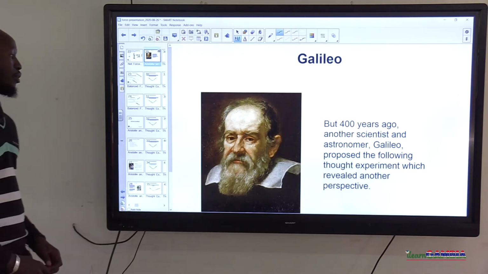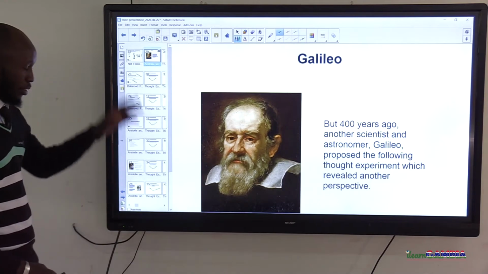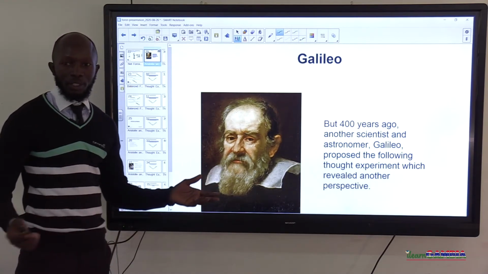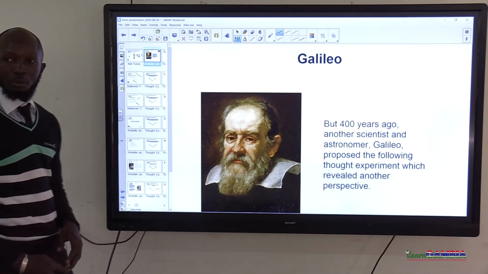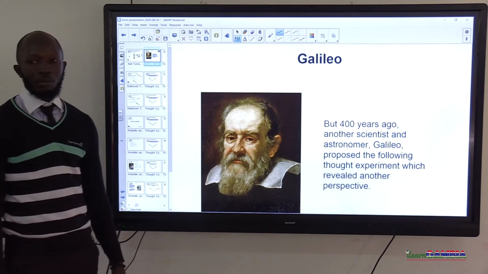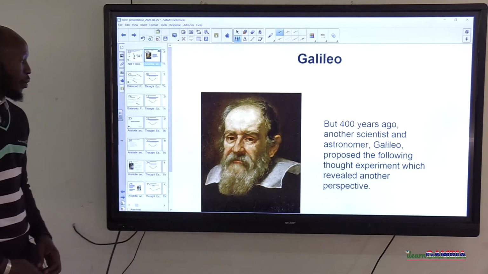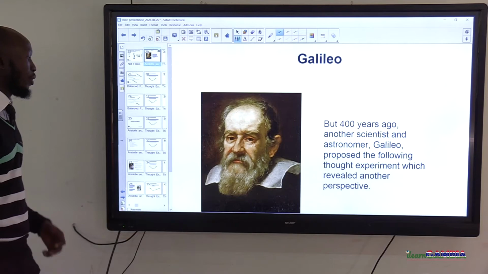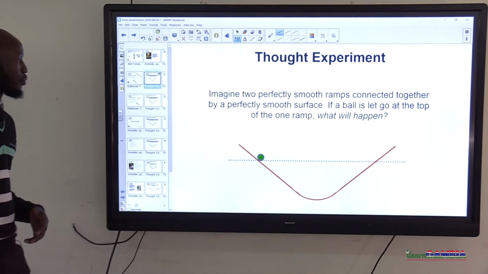Galileo, who is also another Italian scientist, if you remember Galileo, did so much work about the spherical nature of the earth and some other things. It's a beautiful history about Galileo, if you could read it. Galileo and the political establishment in Italy back then. About 400 years ago, another scientist and astronomer, Galileo, proposed the following thought experiment, which revealed another perspective.